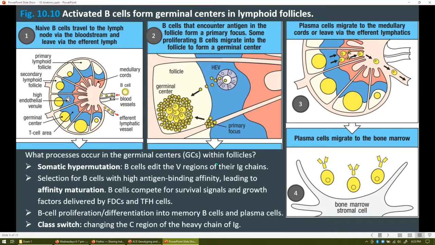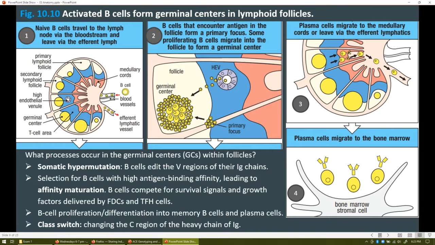What processes are in the germinal centers within follicles? There's a couple of weird things that probably are confusing everybody. There's this thing called somatic hypermutation. Somatic hypermutation is a B cell that has already encountered antigen, presented it to a T cell, and is allowed to try to edit its antibody gene to make it higher in affinity. So it's going to randomly edit it, basically throw in random nucleotides and cause mutations. And it's hoping that it's going to make an antibody that is stronger in affinity.